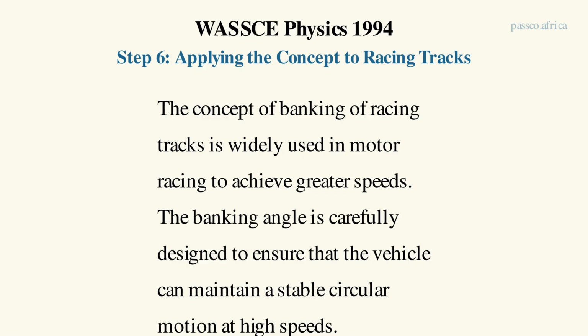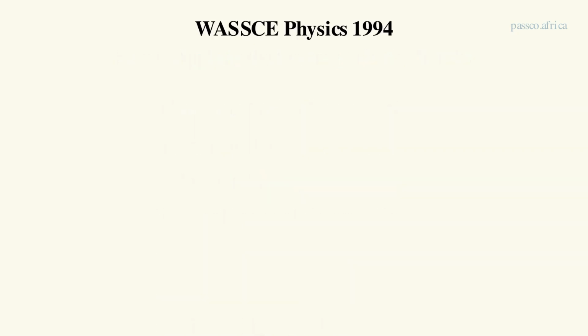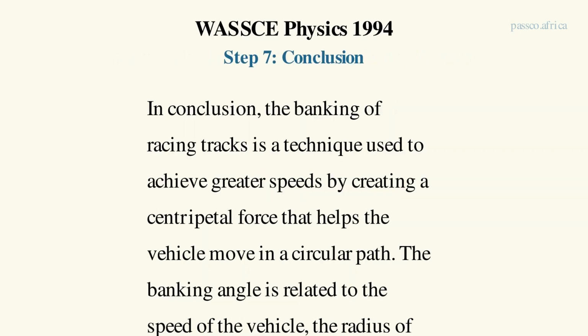Step 7. Conclusion. In conclusion, the banking of racing tracks is a technique used to achieve greater speeds by creating a centripetal force that helps the vehicle move in a circular path. The banking angle is related to the speed of the vehicle, the radius of the circular path, and the acceleration due to gravity. Understanding the principles of banking of racing tracks is crucial for your WASSCE exams, and I hope this video has helped you grasp the concept.